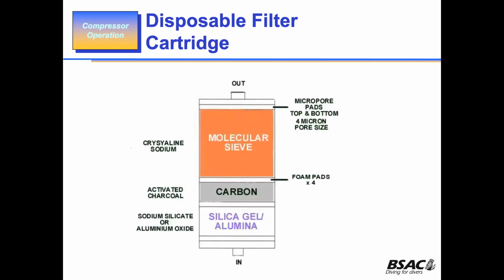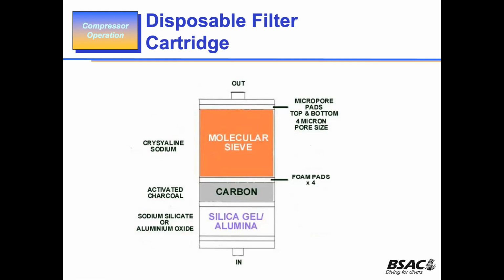So let's have a look at a disposable filter cartridge. Again, we've got silica gel or activated alumina, carbon, foam pads, and molecular sieve. It's the molecular sieve that has a 4 micron pore size, so it takes out everything larger than 4 microns. And 4 microns is quite small, so it's going to make sure that there's no carryover.